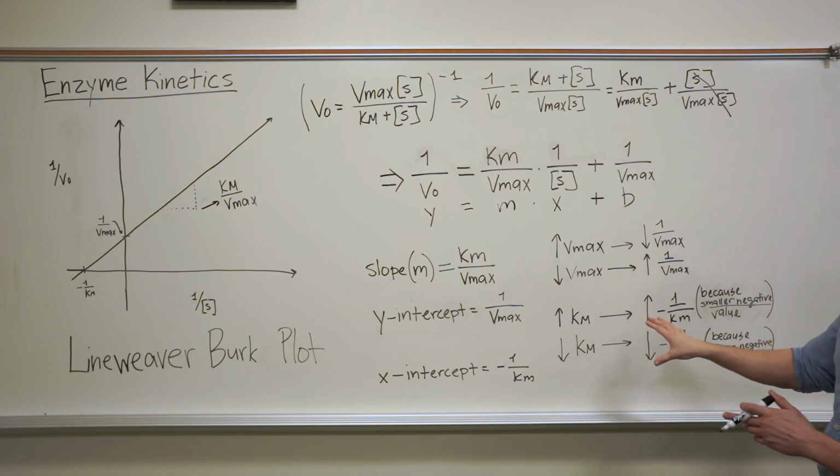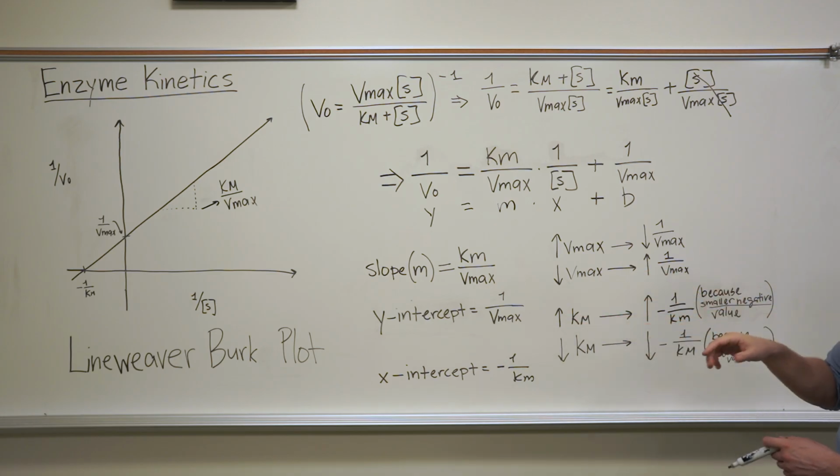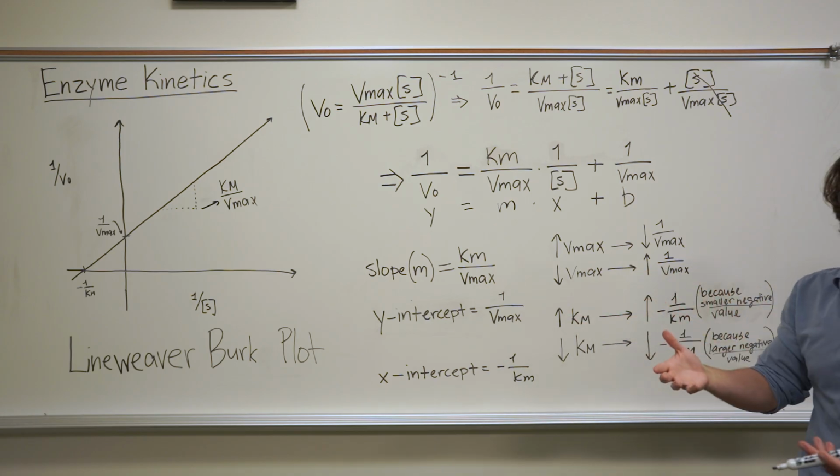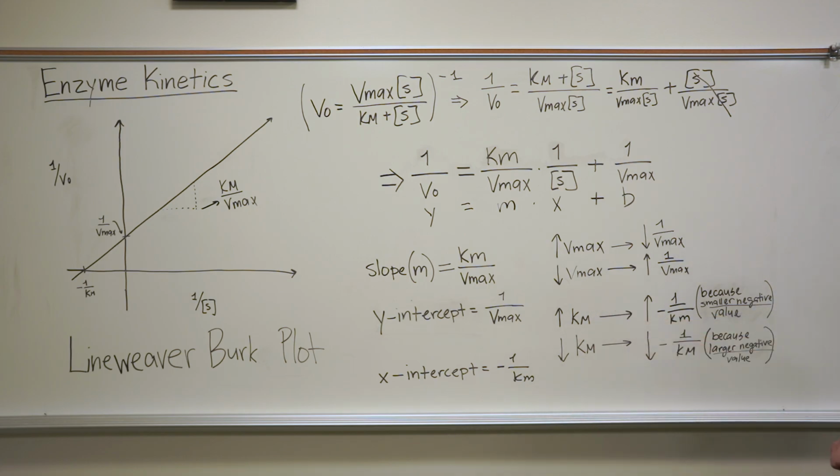Now Km is a little bit trickier because in the Lineweaver-Burk plot, the 1 over Km, the x-intercept, has a negative in front of it. So that changes things a little bit. In this case, if Km is increasing, then the denominator Km is increasing, so the magnitude of this, ignoring the negative sign, is decreasing. But because there's a negative in front of it, this whole thing is actually becoming more positive. It's becoming a smaller negative value. So it moves on the plot towards the right, closer to 0.